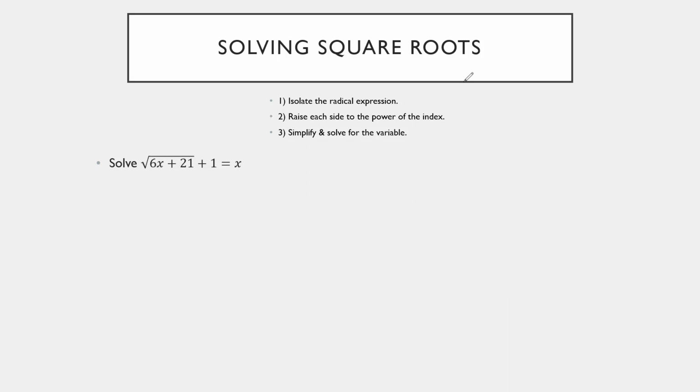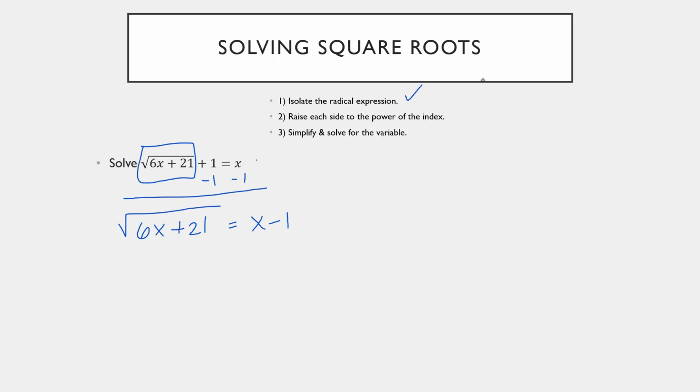So step number 1, isolate the radical. Get it completely alone. Notice that our radical is not alone on the left-hand side. There's a +1 over there. So we need to subtract 1 to get it completely alone. This is going to leave us with the square root of 6x plus 21 is equal to x minus 1. Okay, isolate the radical. Perfect.